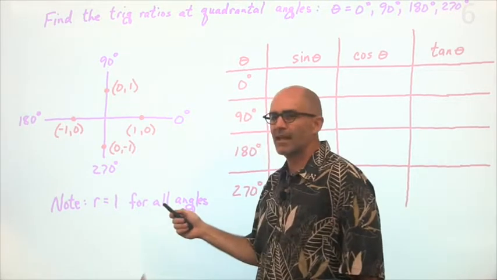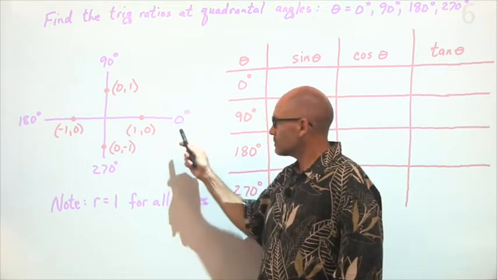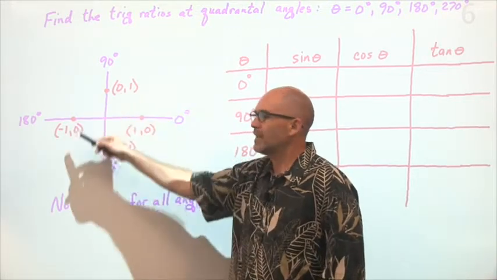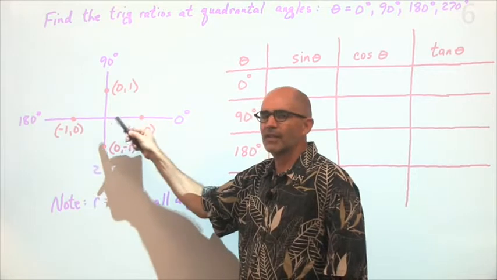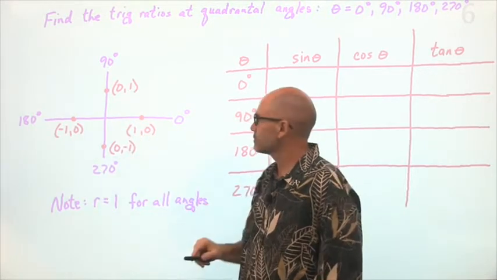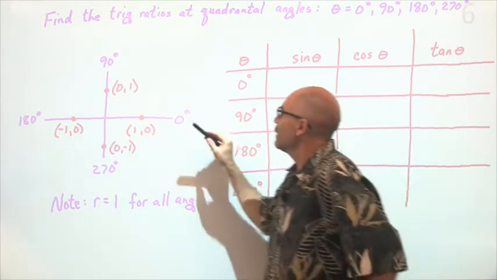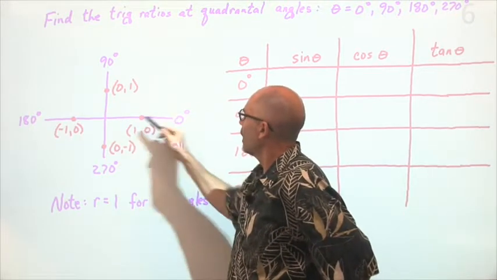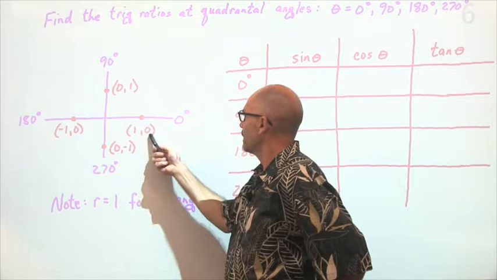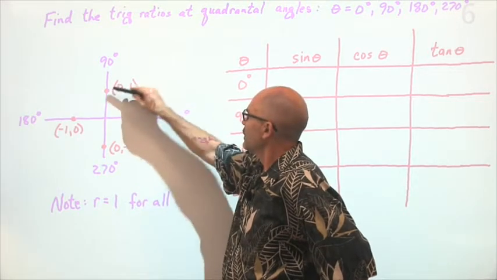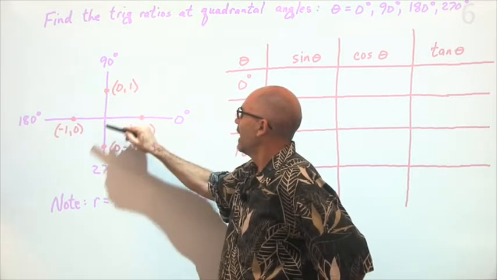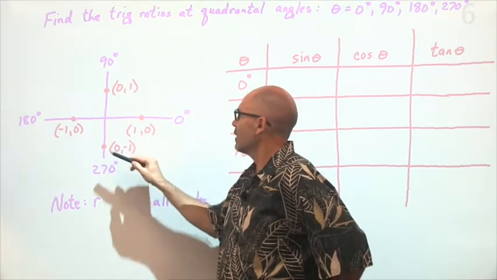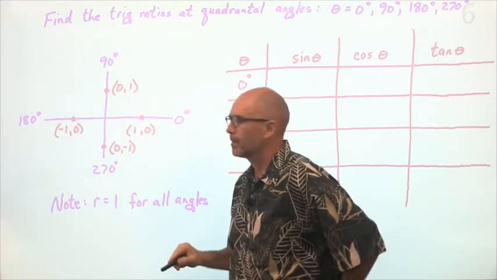Now what we're going to do next is let the radius equal 1 for all these angles. In other words, I'm drawing a circle with radius 1 at the center being the origin. This circle will hit the positive x-axis 1 to the right, so it's at the point (1, 0). At the top, it's going to be (0, 1). At the left, it's going to be (-1, 0), and straight down, it's going to be (0, -1).